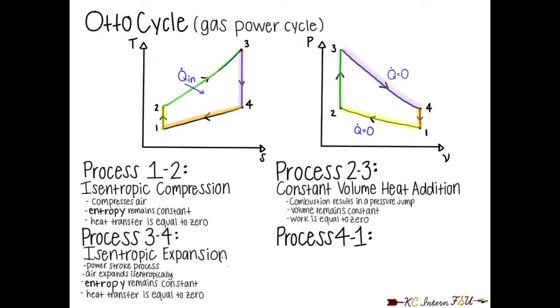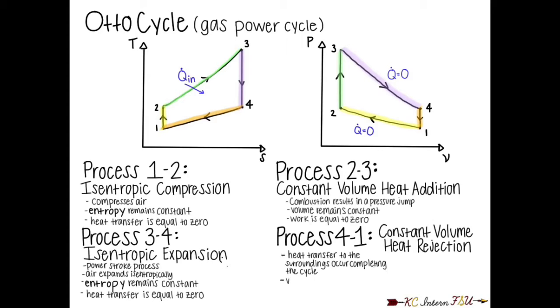Process 4 to 1 is a constant volume heat rejection. The cycle is completed in this process by transferring heat to the surroundings. The volume remains the same, causing the work to equal 0.